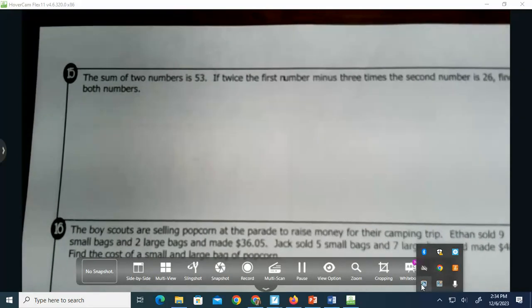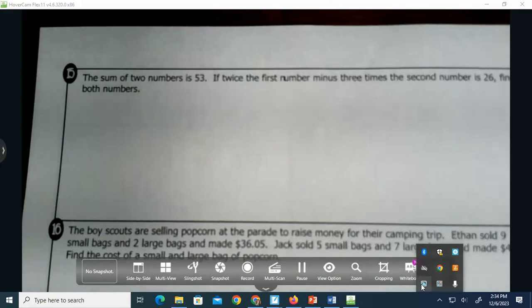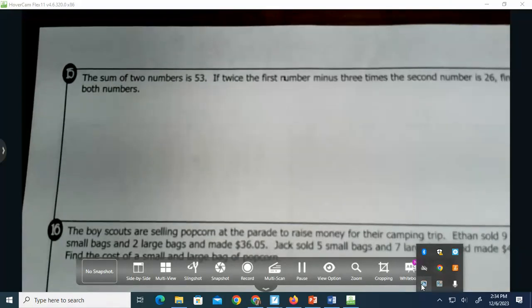One thing that I've noticed looking at the papers that were turned in yesterday, on these word problems, please don't just write an ordered pair for your answer. You need to tell me what your answer is. So I don't want to see an ordered pair of 3, 4. I want to see 3 large popcorns and 4 small popcorns, or whatever it is in the context of the problem. So make sure you're answering that question.